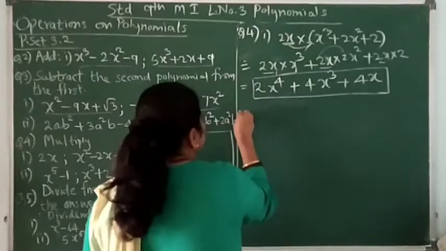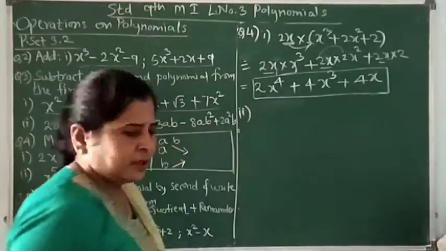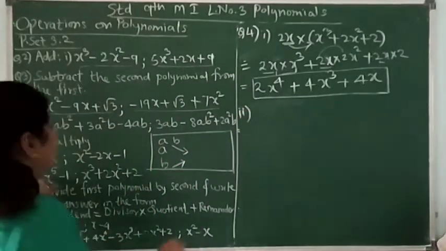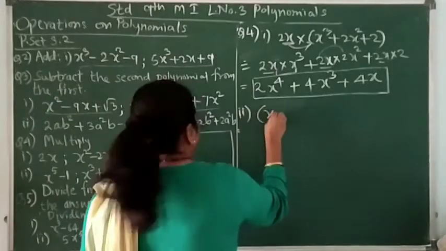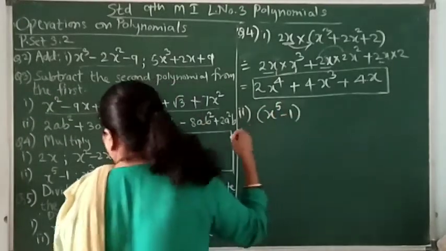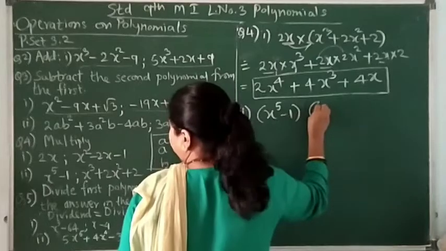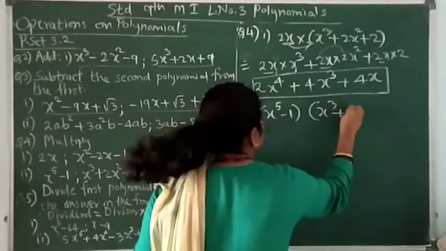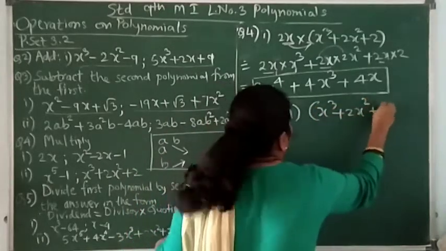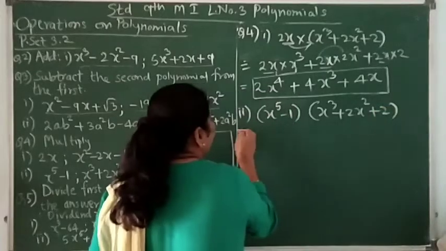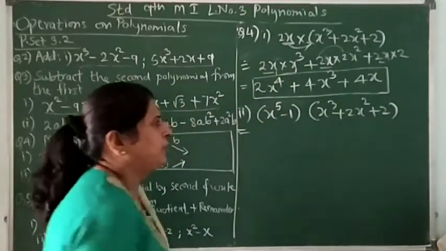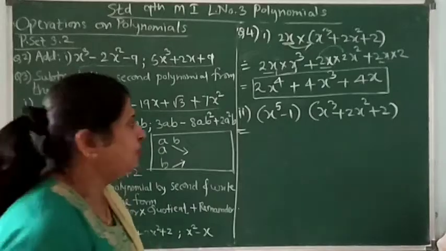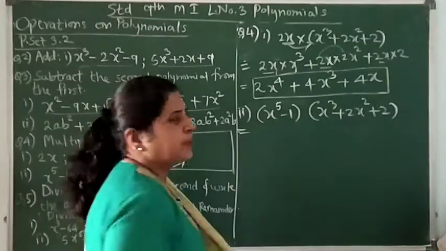Now let's have a second sum for multiplication, and that multiplication is x in brackets, x to the power 5 minus 1. And another bracket polynomial is x cubed plus 2x square plus 2. Now this is the product of a binomial into a trinomial. Okay, we have learned the types of polynomials: 2 terms, 3 terms, binomial.